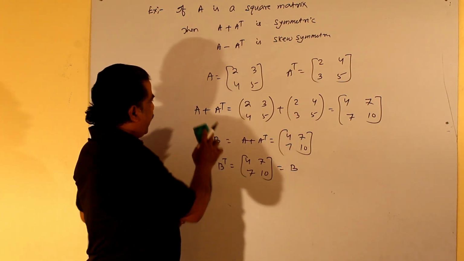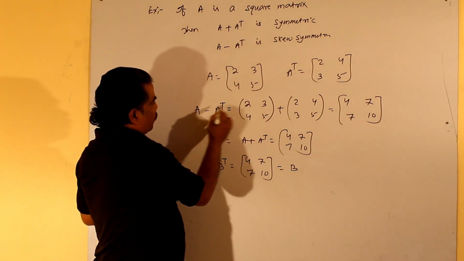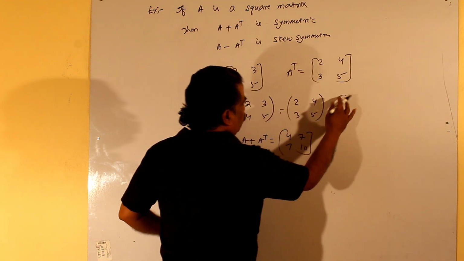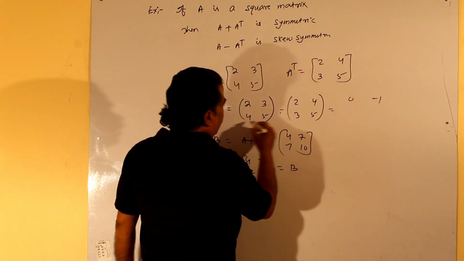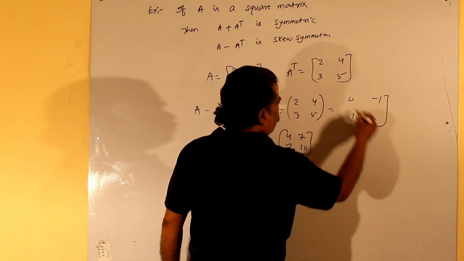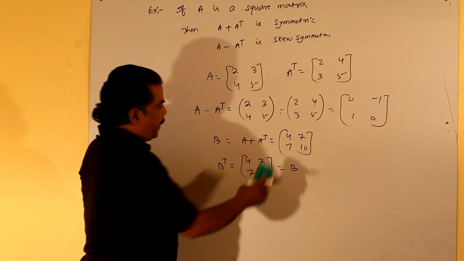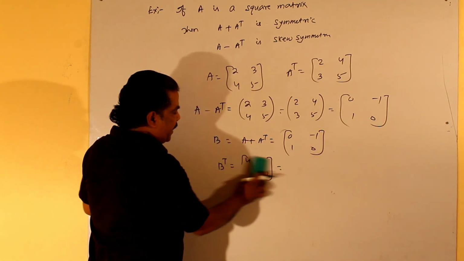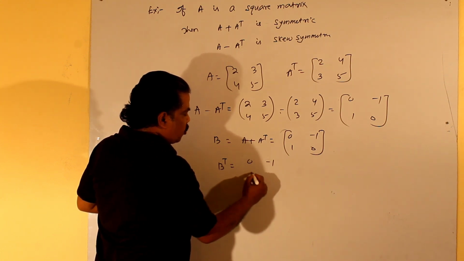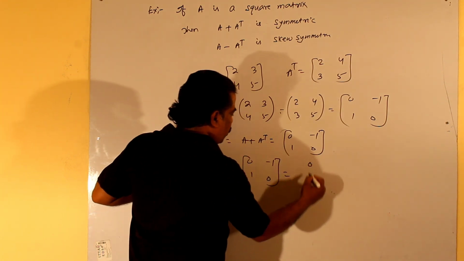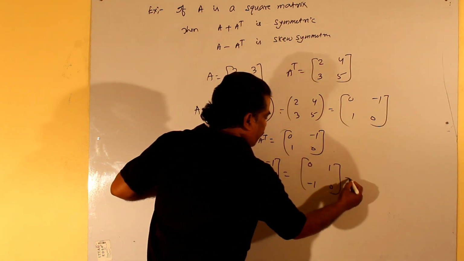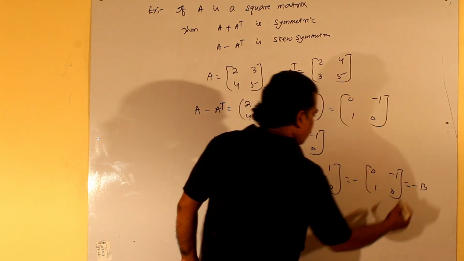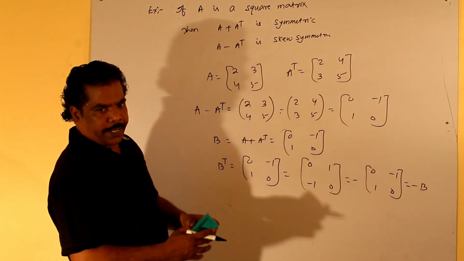If you find A minus A transpose, we get 2 minus 2, 0, 3 minus 4, minus 1, 4 minus 3, 1, and 5 minus 5, 0. Now take this as B, where B is equal to 0, minus 1, 1, 0. The transpose of this matrix is 0, 1, minus 1, 0. Taking minus as common, that is equal to minus of 0, minus 1, 1, 0, which is minus B. So it is skew symmetric.